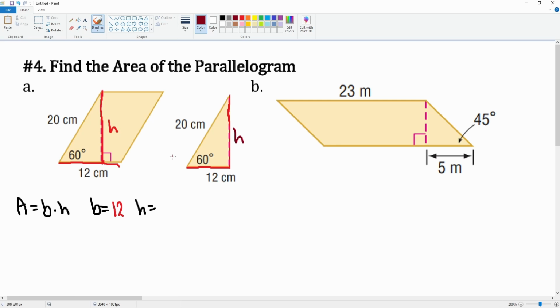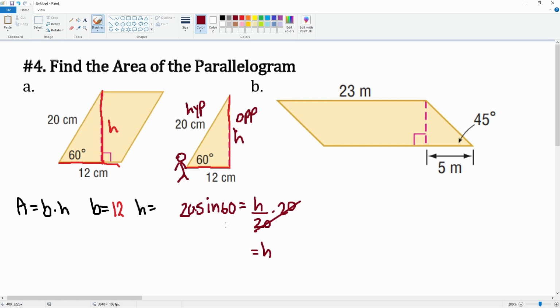Here if we draw that person, you could also use Pythagorean theorem, but I'm just going to use trig. Here I have the opposite, which is the height, over the hypotenuse right here. So that is going to be my sine. So sine of 60 is equal to h over 20. Multiply 20 to both sides. This cancels. H is equal to, I just have to plug that in the calculator, 20 times sine 60.